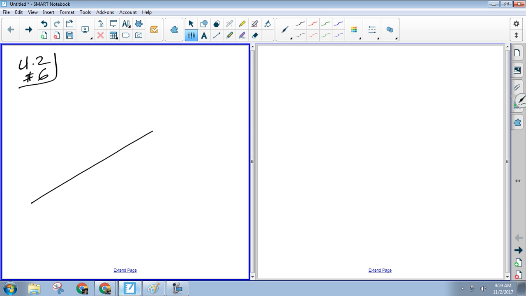Okay, so here we go. Free body diagram. Here's the block. It's moving up the ramp with a velocity of v0.